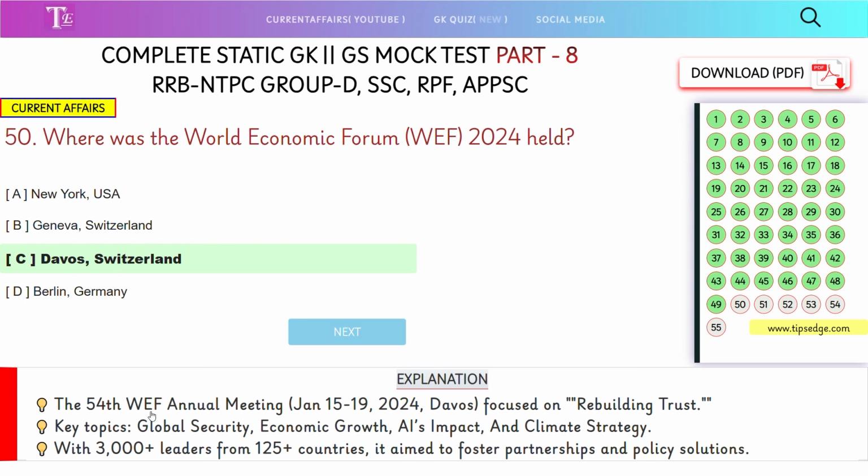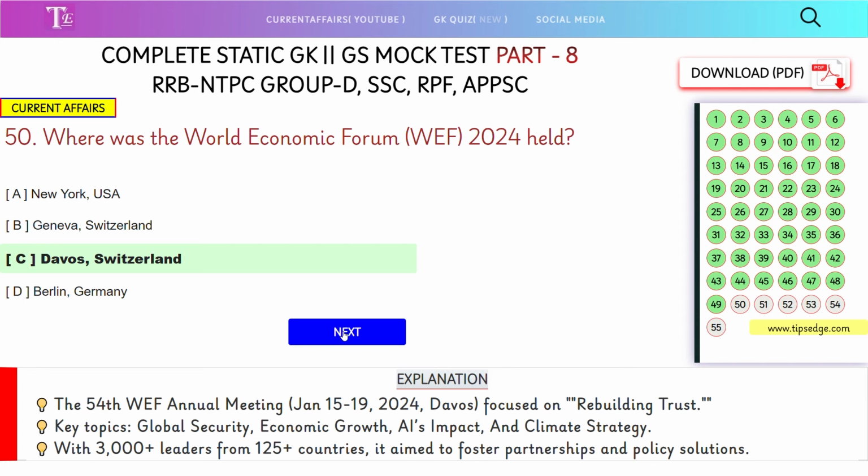The 54th World Economic Forum annual meeting, from January 15 to January 19, 2024, held in Davos, focused on rebuilding trust. Key topics discussed in the forum were global security, economic growth, AI's impact on climate strategy. With 3,000 plus leaders from 125 plus countries, it aimed to foster partnerships and policy solutions.